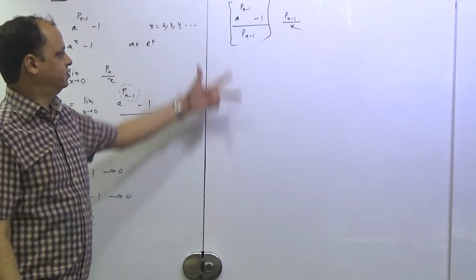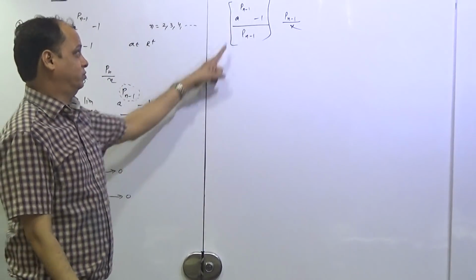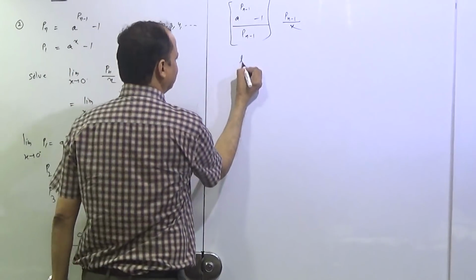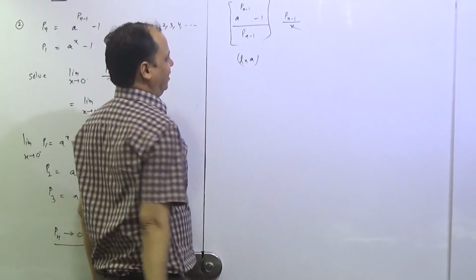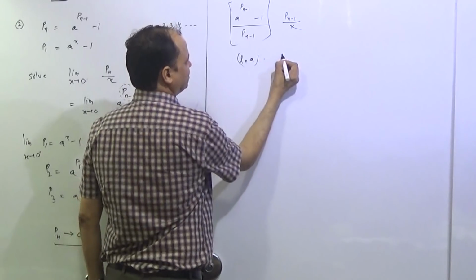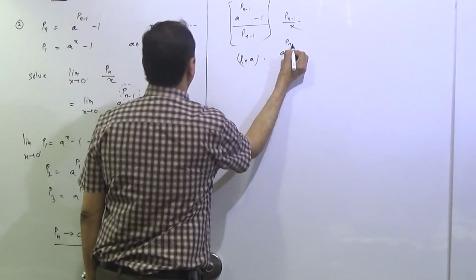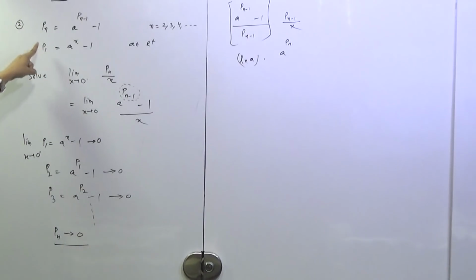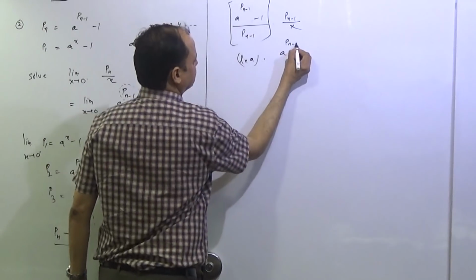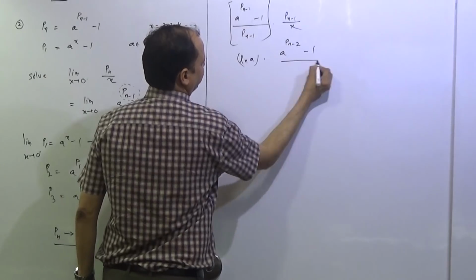So this quantity becomes 1. This becomes ln a. And now what is P(n-1)? A raised to power x minus 1, divided by x, with P(n-2) in the numerator. So P(n-1) is P(n-2) times (a^x - 1) divided by x.